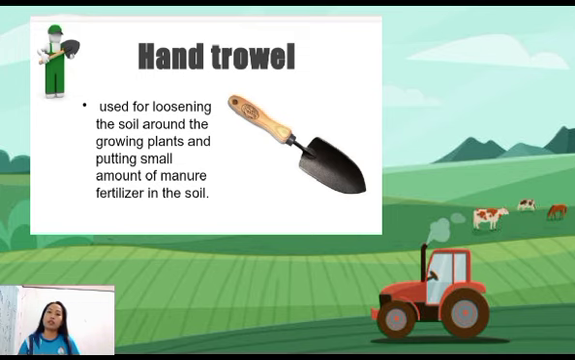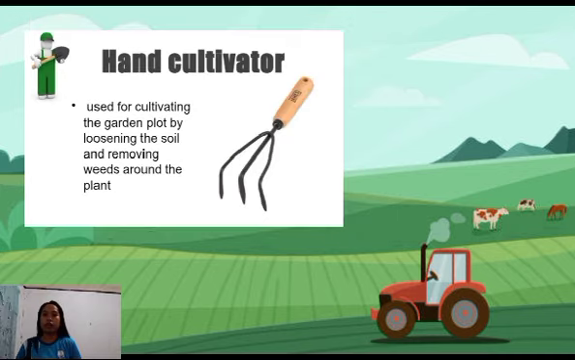of fertilizer or mulch. Then the hand cultivator is used for cultivating the garden plot by loosening the soil and removing weeds around the plants. It is a small tool with multiple claws or tines used for loosening soil and removing weeds around the plants.